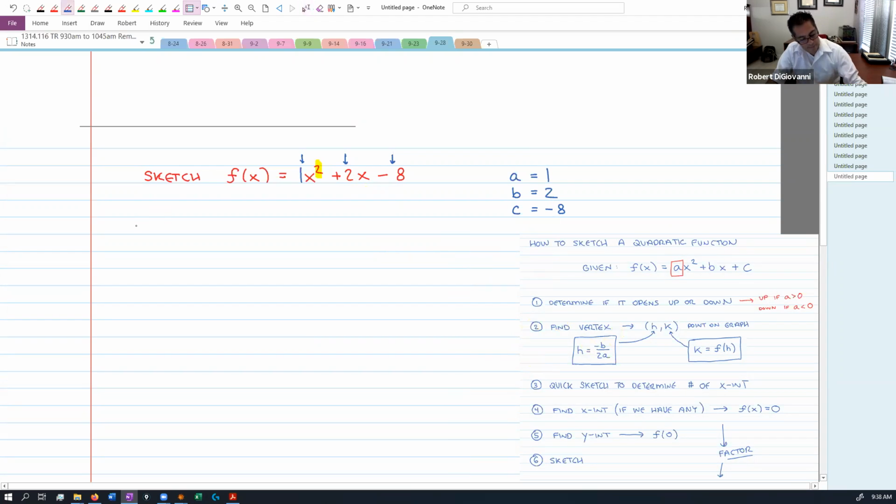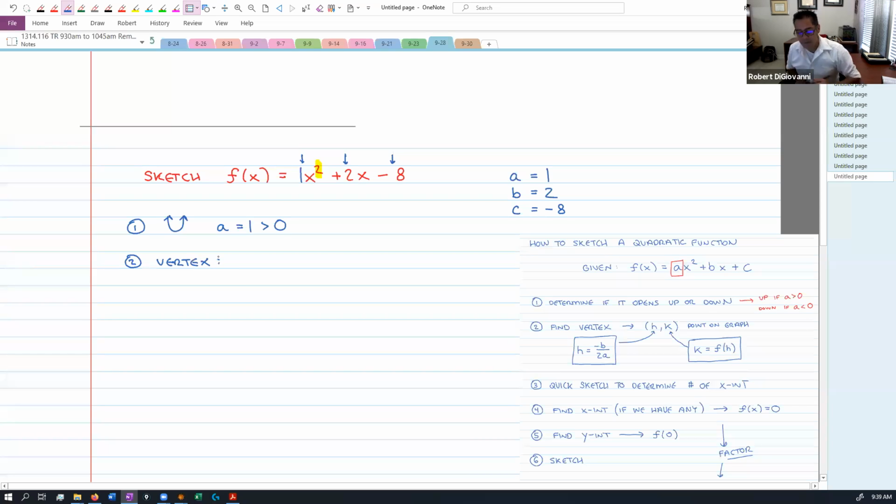So the first step is to determine if this thing opens up or down. So what do y'all think? Up or down? Up. Up, right? This thing opens up. I'm going to just draw a quick little picture. It opens up like this. And the reason I know that is because A is 1, right? Which is a positive number. It's bigger than 0. So I know my parabola looks like this, which means that it has a lowest point, right? A lowest point on the graph. Let's go find that lowest point. That's called the vertex.